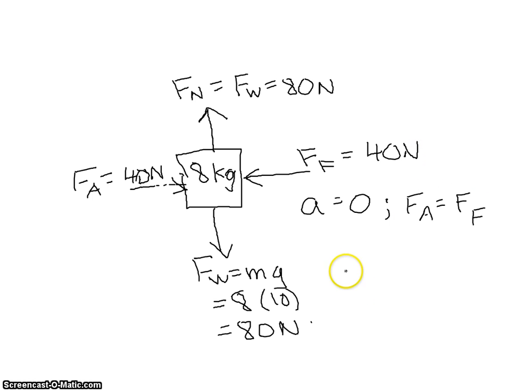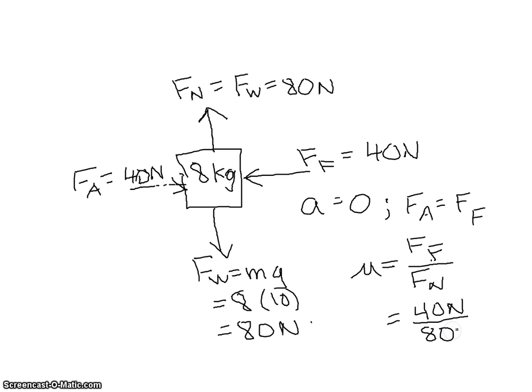And the last thing that we are asked to do is to find out what is the coefficient of friction. The coefficient of friction was that funky letter mu. And to calculate the coefficient of friction, we take the friction force and we divide it by the normal force. All right. So our friction force was 40 newtons. Our normal force is 80 newtons. So that means our coefficient of friction is 0.5.